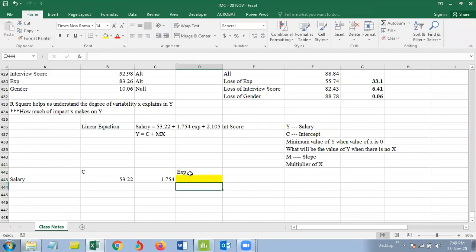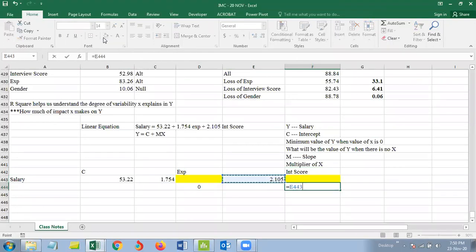So when it says 1.754 experience, that means 1.754 is multiplied with the experience. That's what it means. For now, we don't have any value here, so let's keep it as it is. Then it says 2.105, which is multiplying with interview score. Again, this is being multiplied with 2.105.